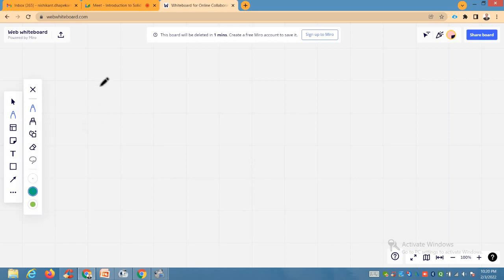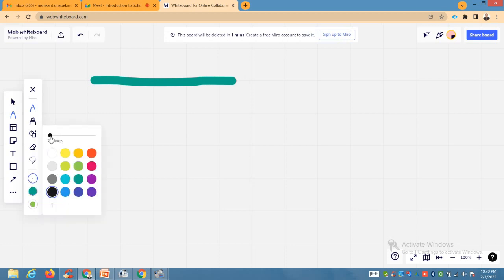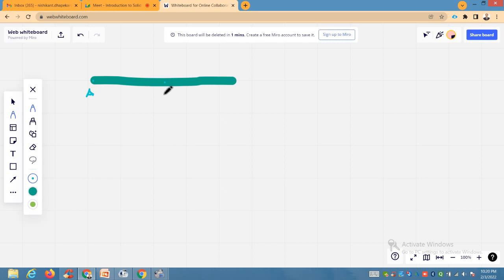So this is the beam I am drawing here. So this is the beam, and this beam is an overhanging beam, right? So this is the first point. I am abbreviating it as A. This is point B, and this is point C.